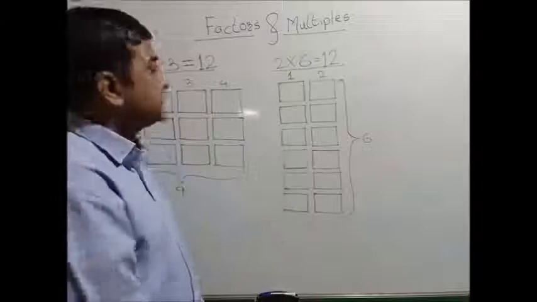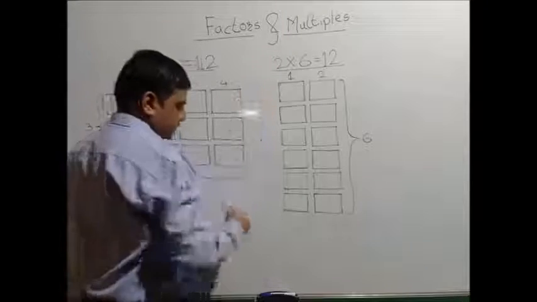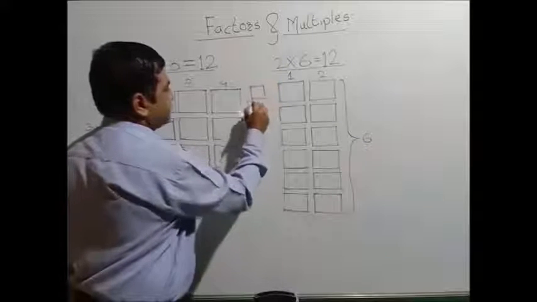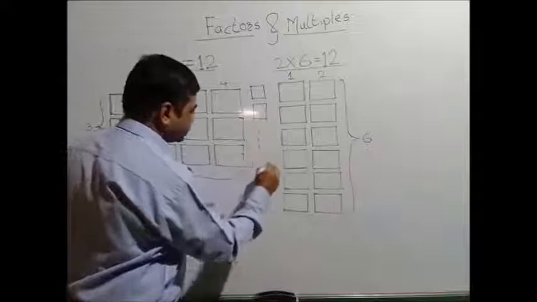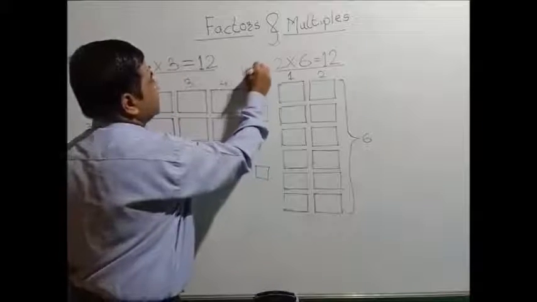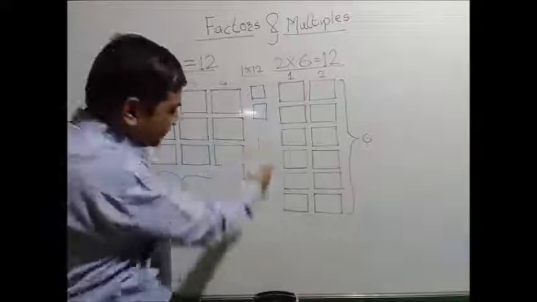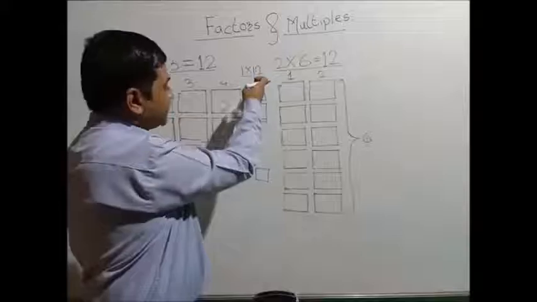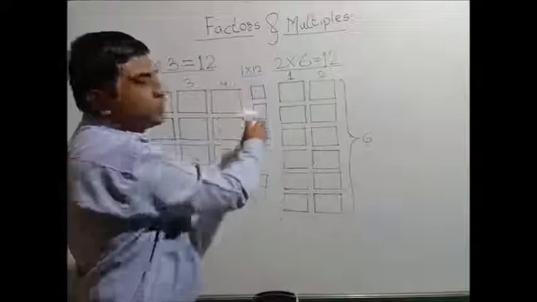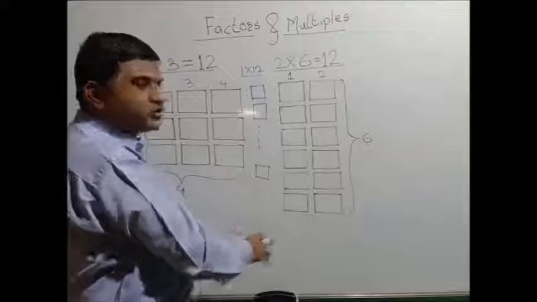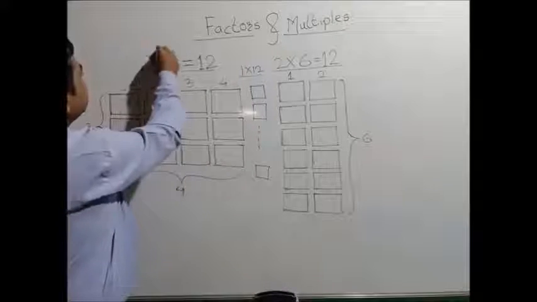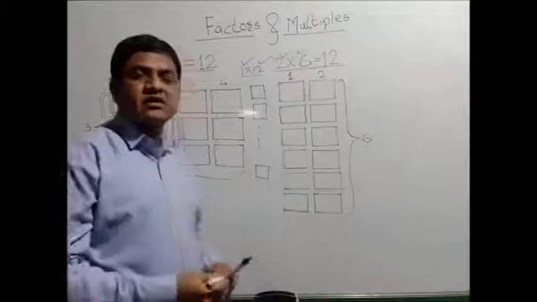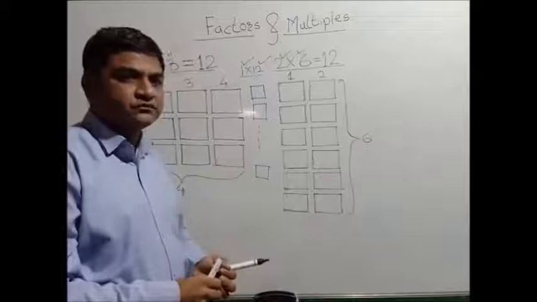Now, what happens if I take one block for 12 times? One block for 12 times. So 1, 2, 3, this happens to be 12 times. It means 1 is multiplied with 12. Definitely I will get 12 blocks over here, a line of 12 blocks. So you may say that 12 blocks are taken 1 time or 1 block is taken 12 times. So in short, what we got is 4, 3, 1, 12, 2 and 6 are the factors of 12.